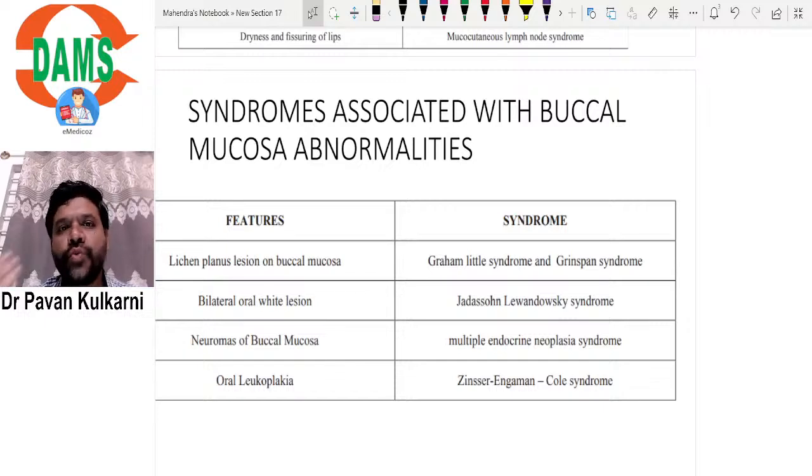What are the syndromes associated with lip abnormalities? What are the syndromes associated with buccal mucosa abnormalities? Here, there was an MCQ based on Graham-Little syndrome. They had asked, Graham-Little syndrome is associated with which skin disorder or which oral mucocutaneous lesion? Then it is lichen planus.